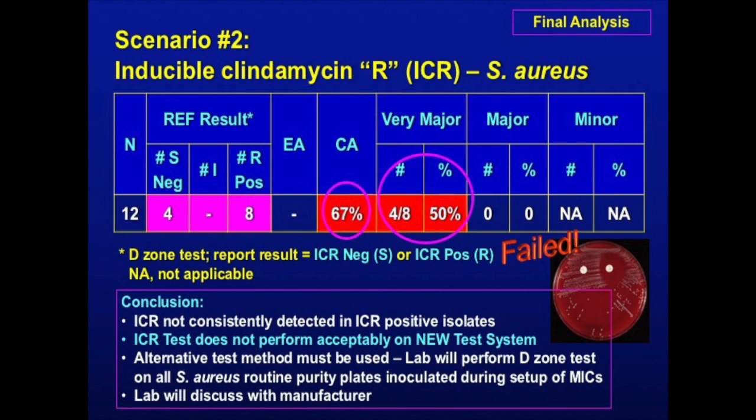So the conclusion for all of this is that the inducible clindamycin resistance test on the new system did not consistently detect inducible clindamycin resistant positive isolates. This test does not perform acceptably on the new system, so we have to use an alternative test method. So what this laboratory decided to do was to perform the D-zone test on all Staph aureus routinely, tested on the purity plates that were inoculated during the setup of the MIC test. The laboratory is also going to discuss this problem with the manufacturer of the new test system.